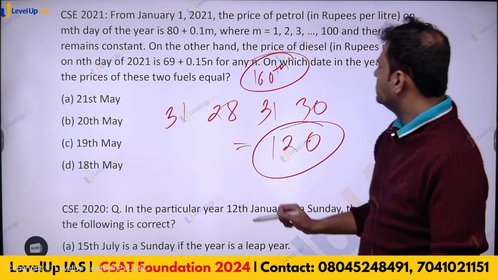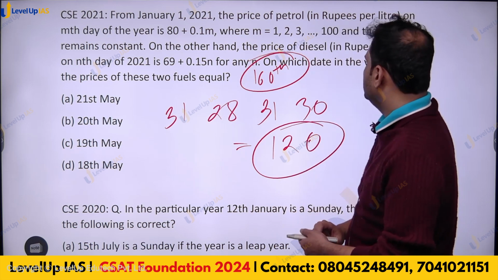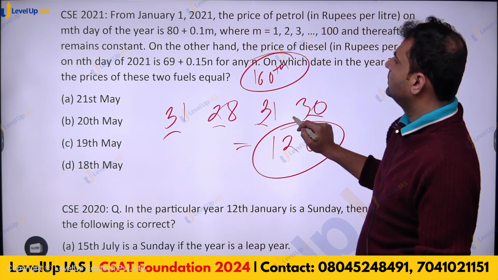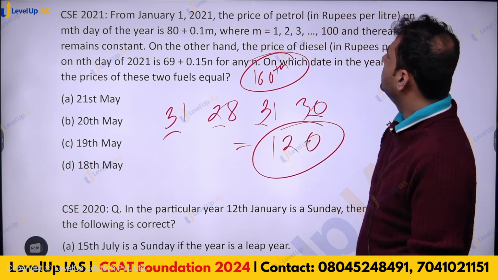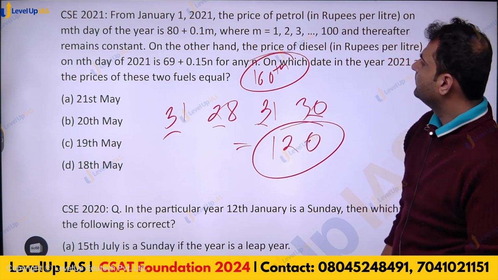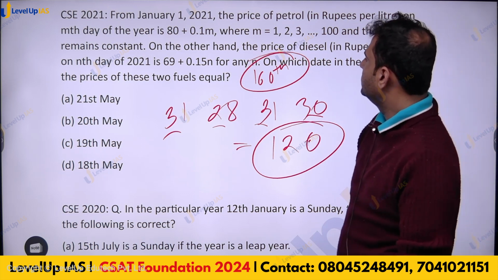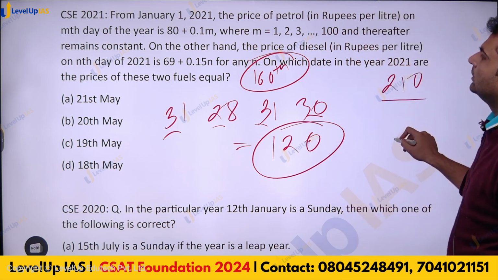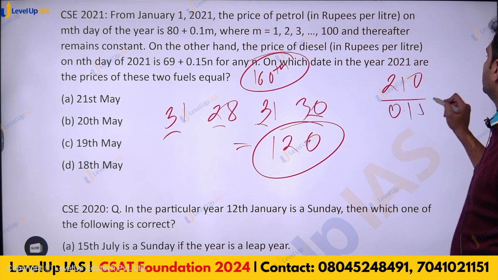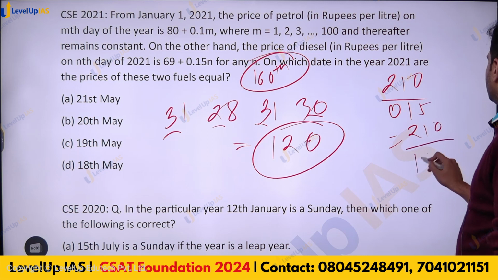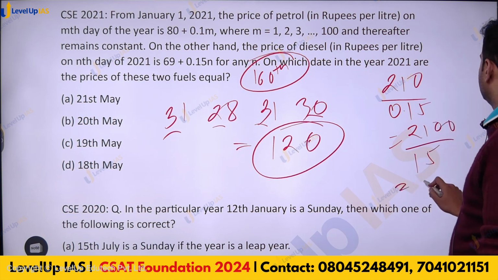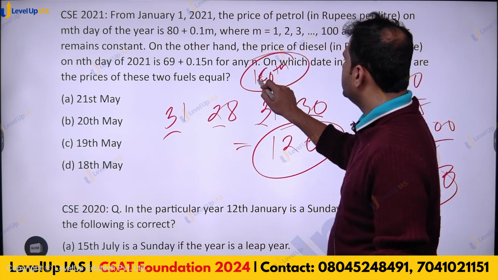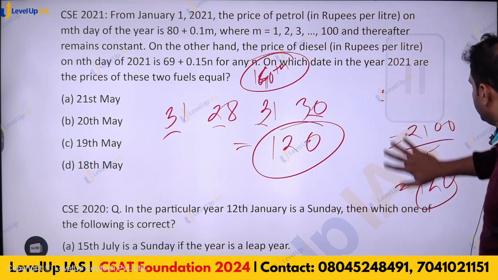Sorry, 1 month I have forgotten. Jan, Feb, March, April. Was that right? 210 by 0.15 is equal to 210 by... this is 140, not 160. That is the mistake. This is 140th day we want to find out.